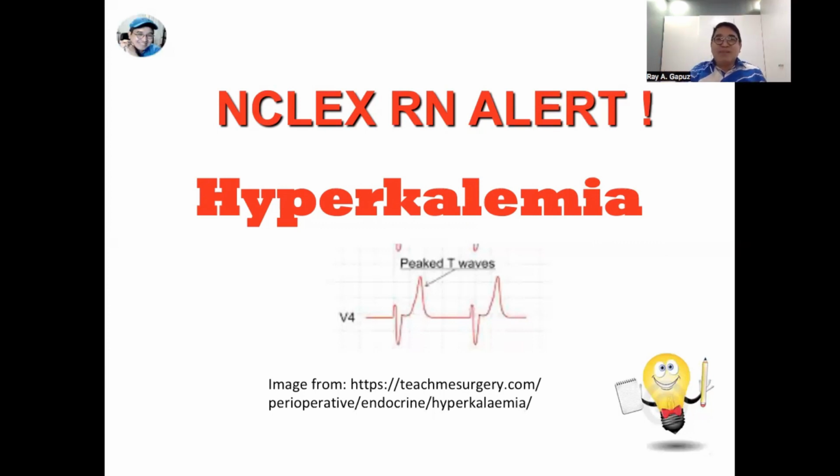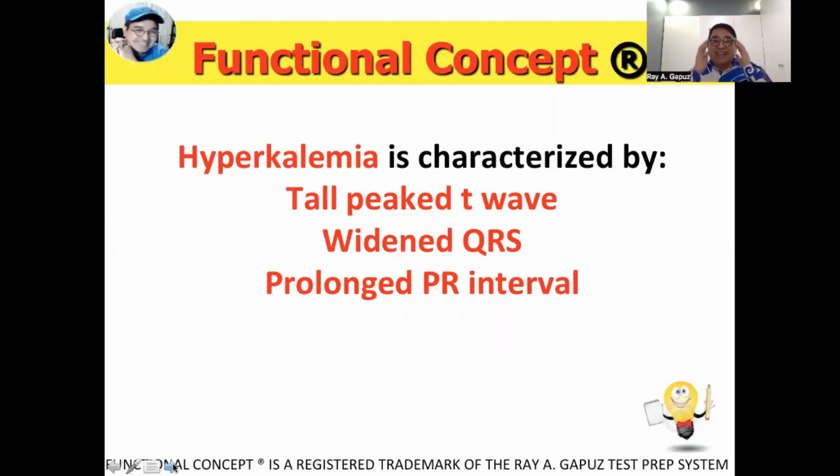So once again, in hyperkalemia, CIA, okay? So your calcium gluconate, insulin plus glucose plus albuterol. All of these will help decrease the potassium levels of the patient. So once again, monitor the patient's heart rate so there could be an increase in the pulse of the patient. Okay, so let's move on. Hyperkalemia is characterized by, to summarize it, here's a functional concept. Tall peak T wave, widened QRS complex, and prolonged PR interval.